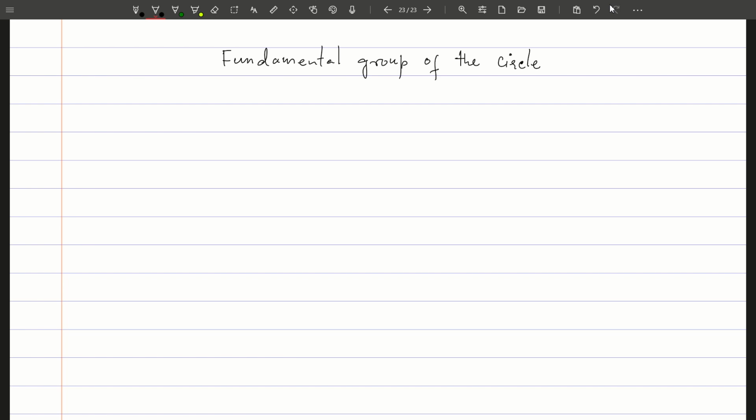In this lecture, we'll finally prove the fundamental group of a circle is actually isomorphic to the group of integers. So we have this theorem here.